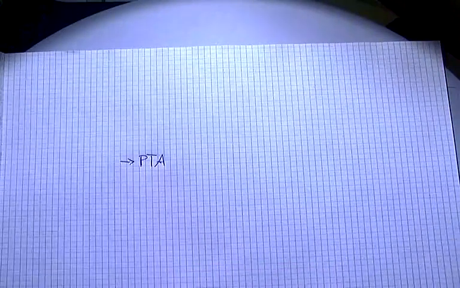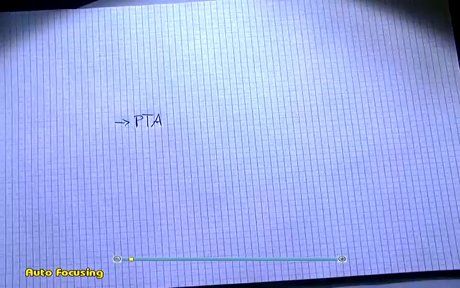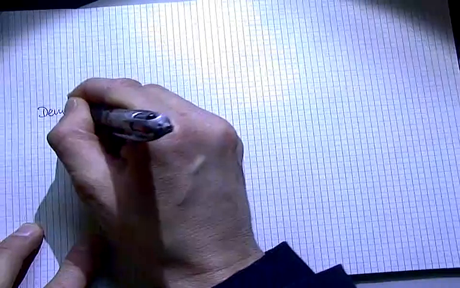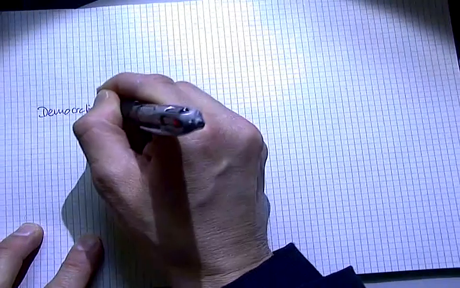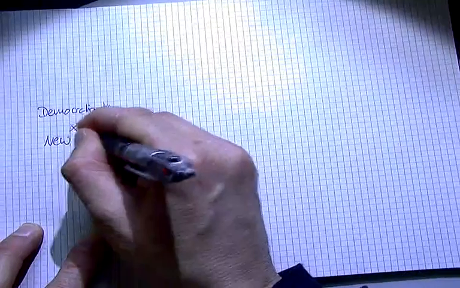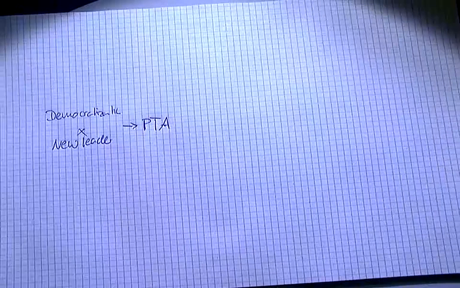Can you read this? PTA. How do we explain this PTA? What's the independent variable? Yes. New leader and democratization, right? So we have democratization and a new leader. Okay?